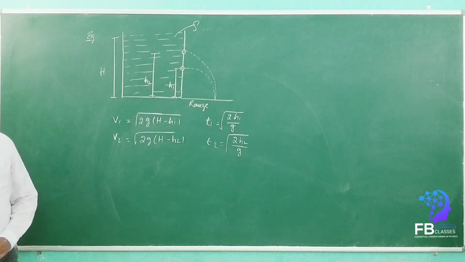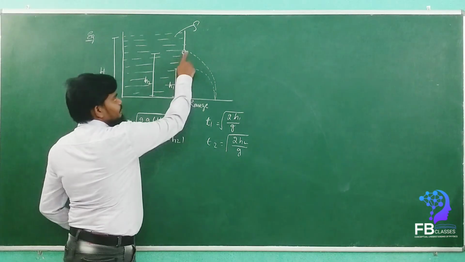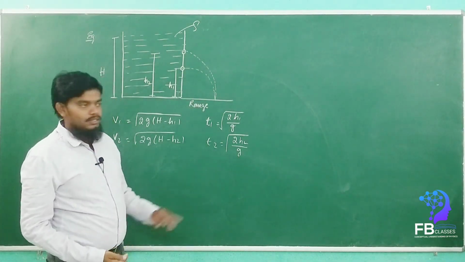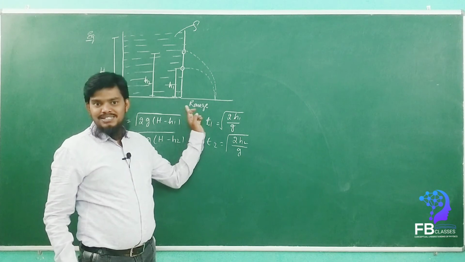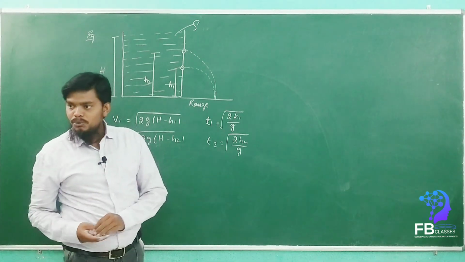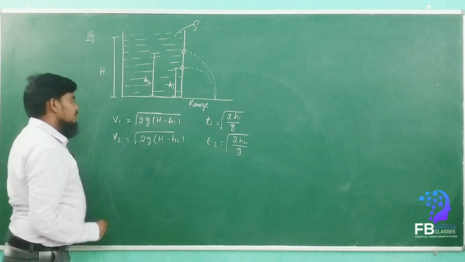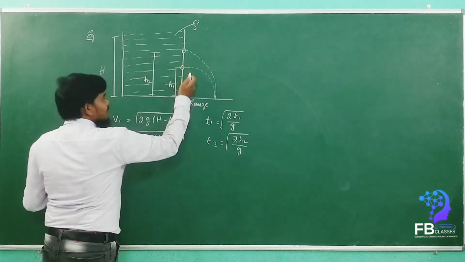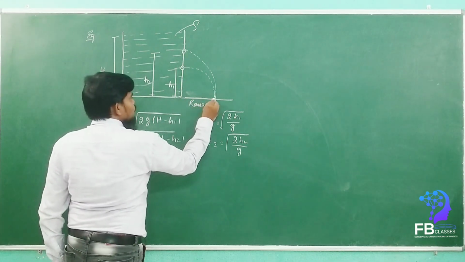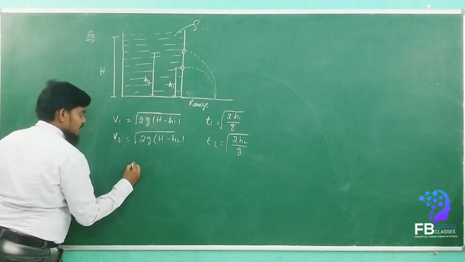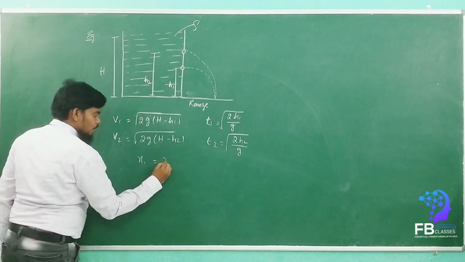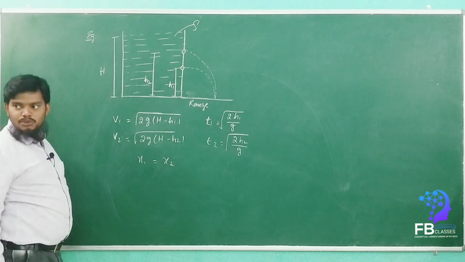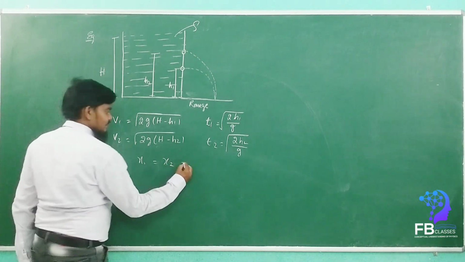What is the condition? He says that both the waters reach the same range, that means the same distance from the ground. Yes or no? Okay. Then we know that both are X. Let it be considered. See here, so this range, how can we find it? X1 is equal to X2. Yes or no? Same range.